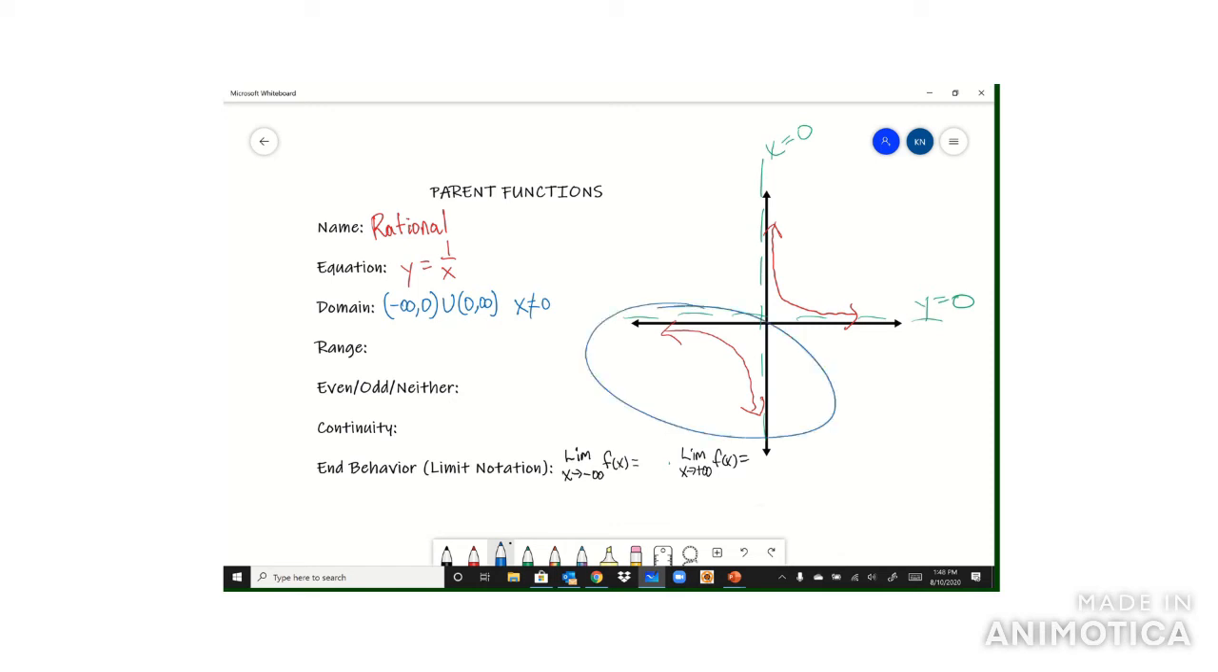The range is written the exact same way. So this first bottom piece here, I'm going to write the range for first, so negative infinity to 0, union with the top piece here, which has a range of 0 to infinity. And likewise with the domain, you can just write y is not equal to 0. Rational functions are odd. In terms of continuity, they are not continuous, and the reason is because you have those green asymptotes. That breaks it up and throws infinite discontinuities.